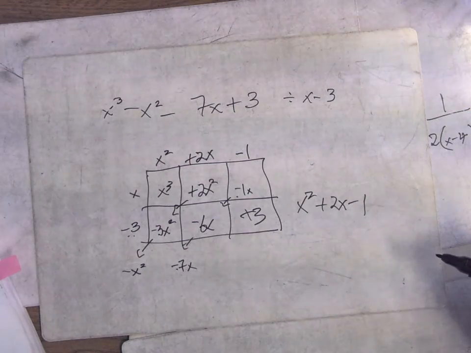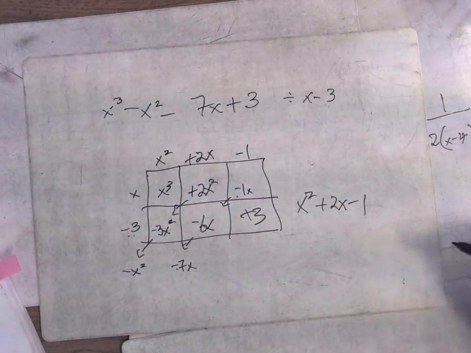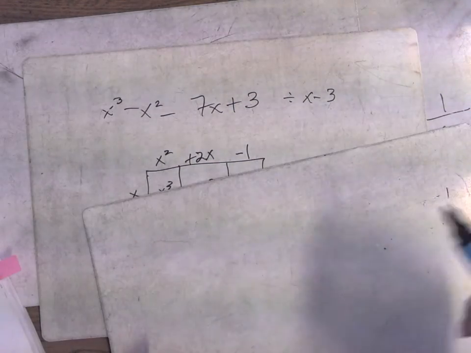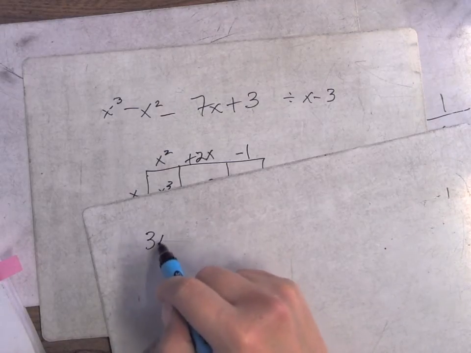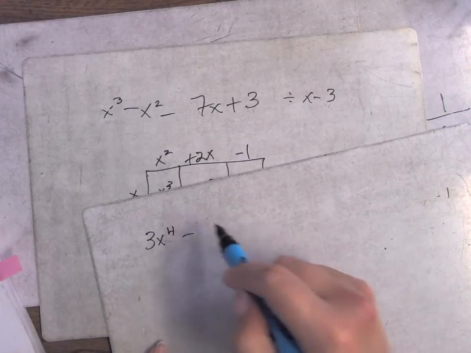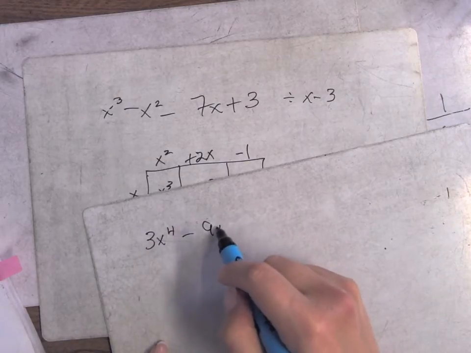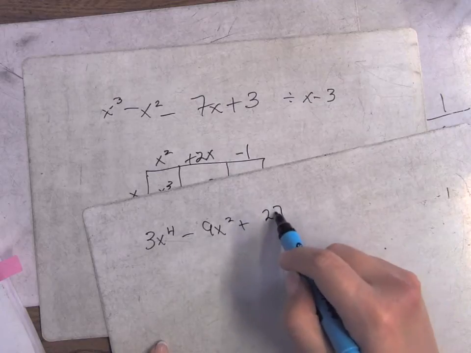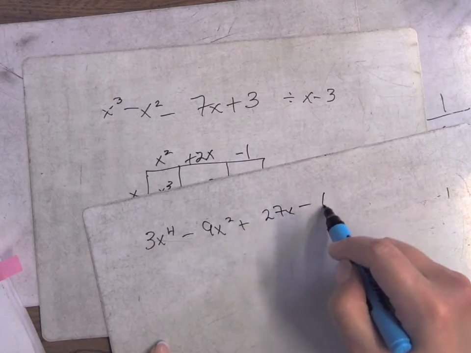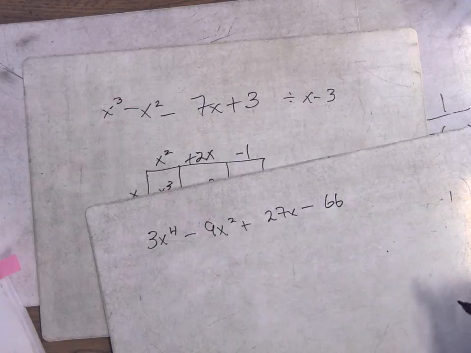Number 4, anyone? It's division again. Now, you see the thing with number 4 is the box will work, but it's 3x to the power of 4 minus 9x squared plus 27x minus 66. Will I do it the other way?